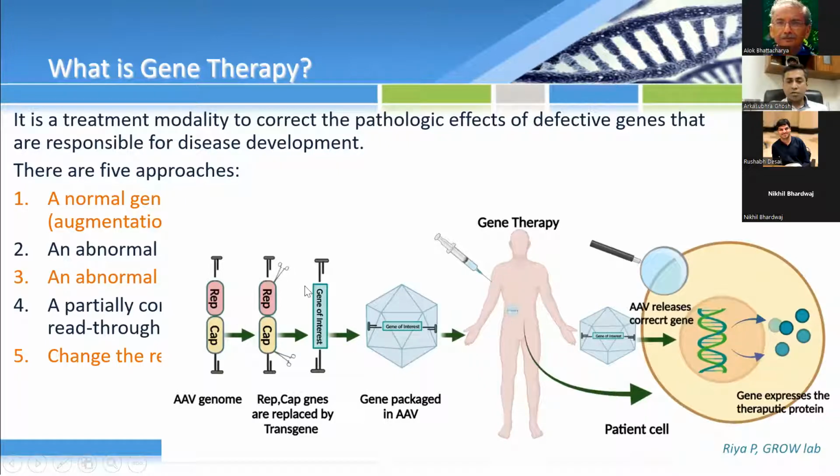This is a cartoon to show that we remove all the viral genes of the native virus and create a recombinant vector which contains only our gene of interest, which is a therapeutic gene. And the hope is that when you inject it into the patient, that therapeutic gene will produce the correct protein that will fix the disease.